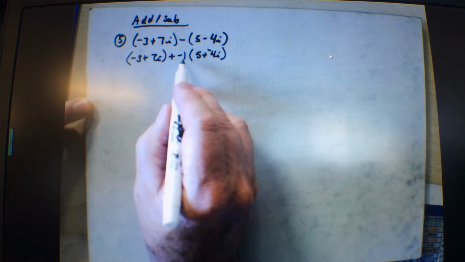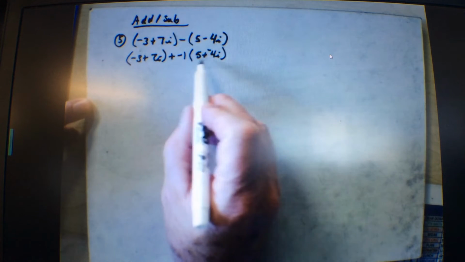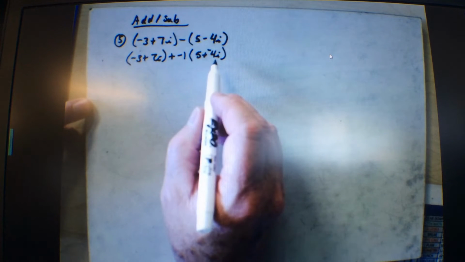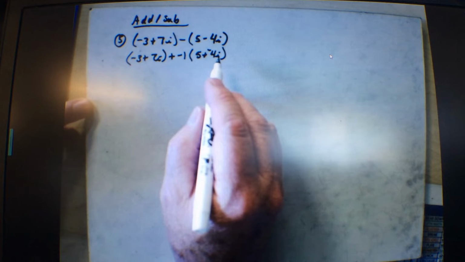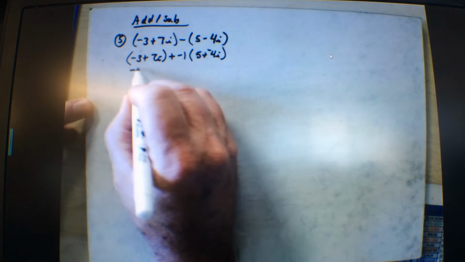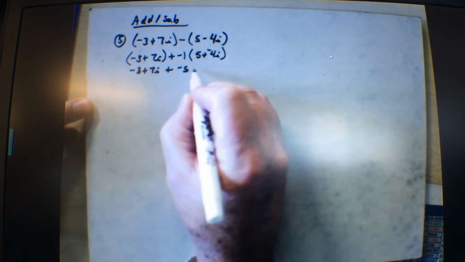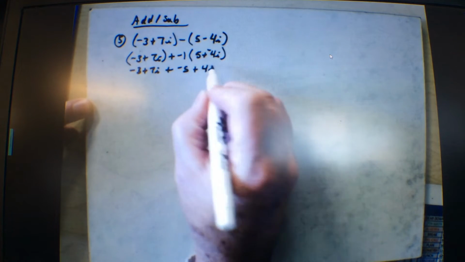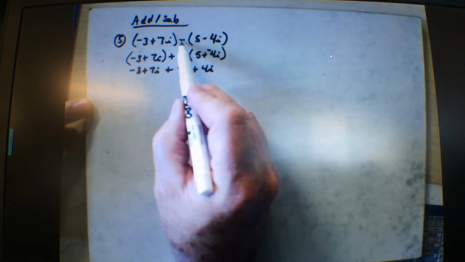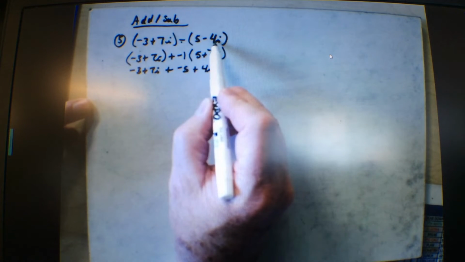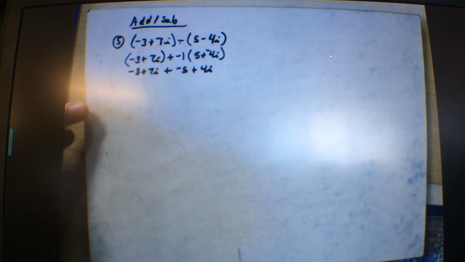Okay, what I do is I'm going to bring this negative 1 because it's going to change both signs in here when you subtract. You understand? So when I distribute that through, and I can pull the parentheses now, I get a negative 5 plus 4i. Because if I was to bring the subtraction in, it'd make this negative and this positive. So I don't end up subtracting, I end up multiplying, or excuse me, adding.